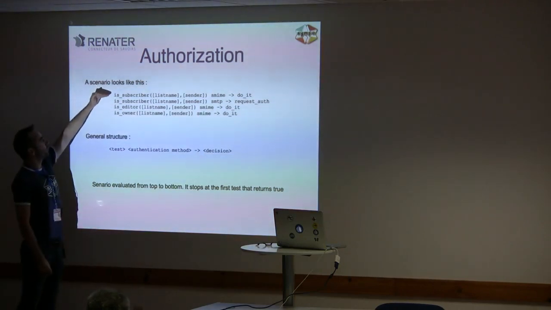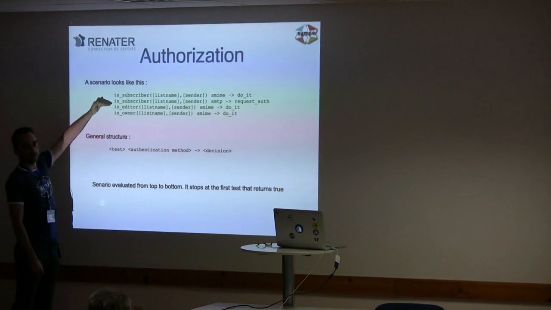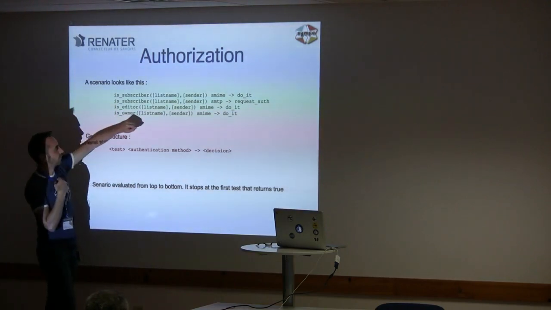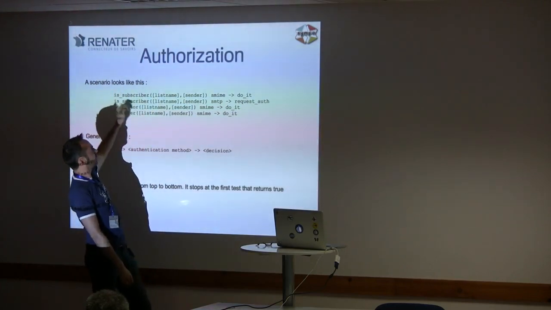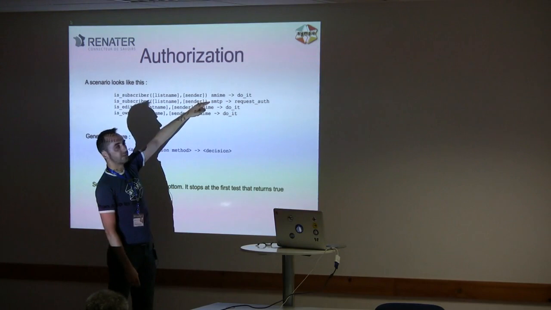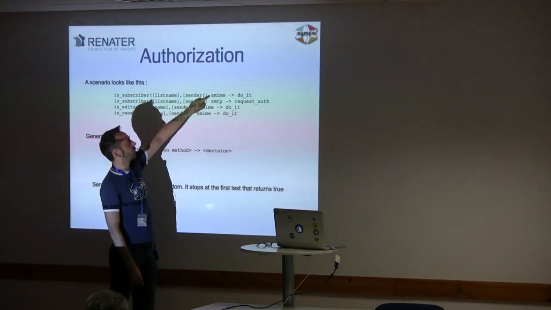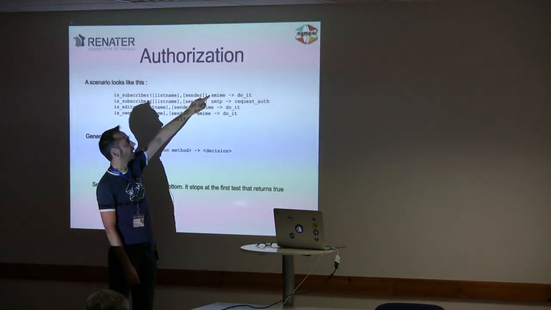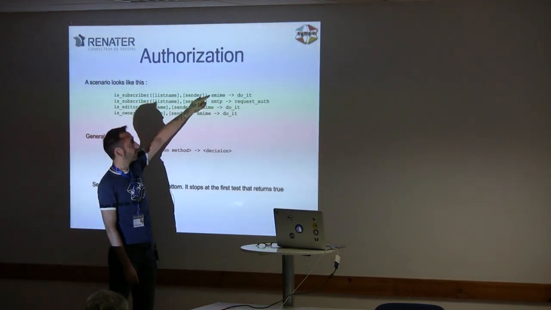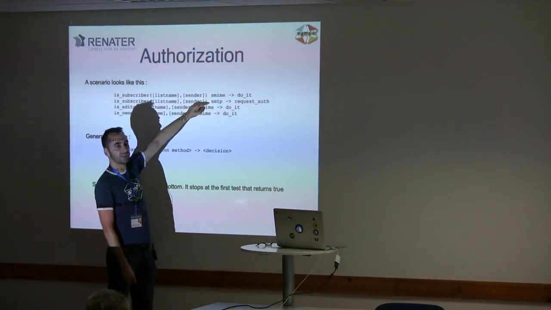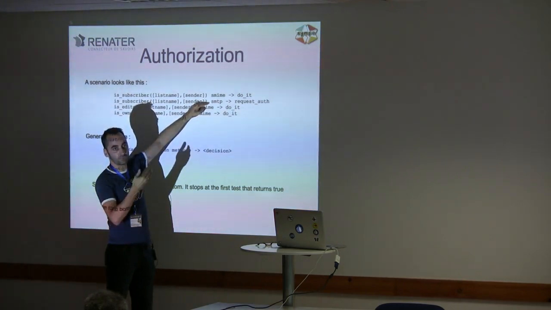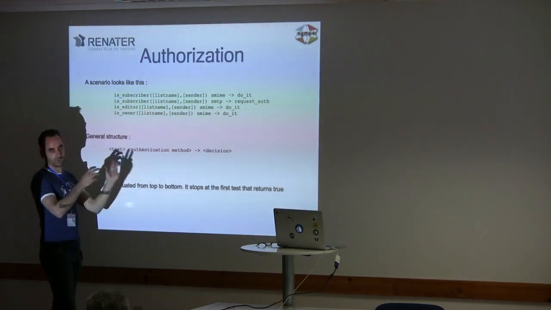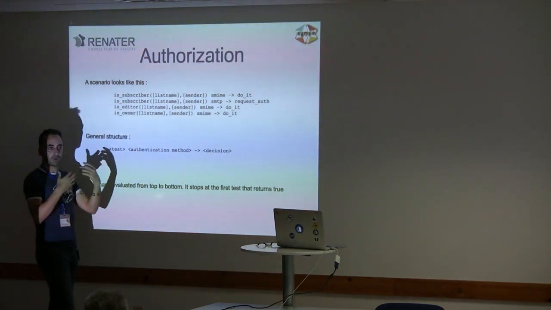So we will stop processing the scenario as soon as a rule returns true. Something that's interesting is the authentication method. See here, the only difference between this line and this one is here. Here I wrote SMIME, here it's SMTP. That means this rule will be evaluated only if we're handling a mail with a valid SMIME signature. If not, I will go to the next line. And this line will be evaluated if we don't have any means to authenticate the user except for the from field. So you can have several levels of strictness for your authorization scenario.